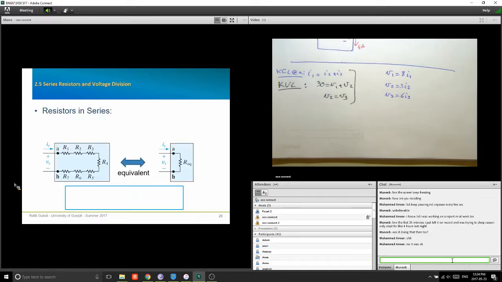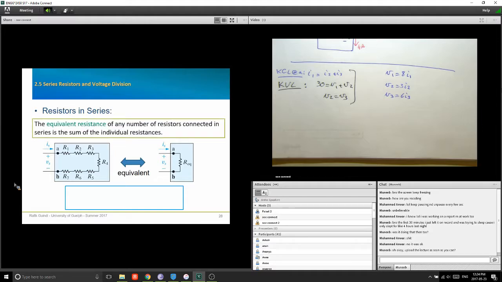Okay, the first thing, if you have resistors in series, you need to reduce that a little bit, and the way you do it is you find an equivalent. So if you have here a number of resistors in series, R1, R2, R3, and so forth. In this example, I have 7 resistors in series, and I'm going to replace them with one equivalent resistance. The equivalent resistance of any number of resistors connected in series is the sum of the individual resistances. Okay? So basically, you're going to say, oh, my equivalent resistance, R equivalent, is the sum of all of these.